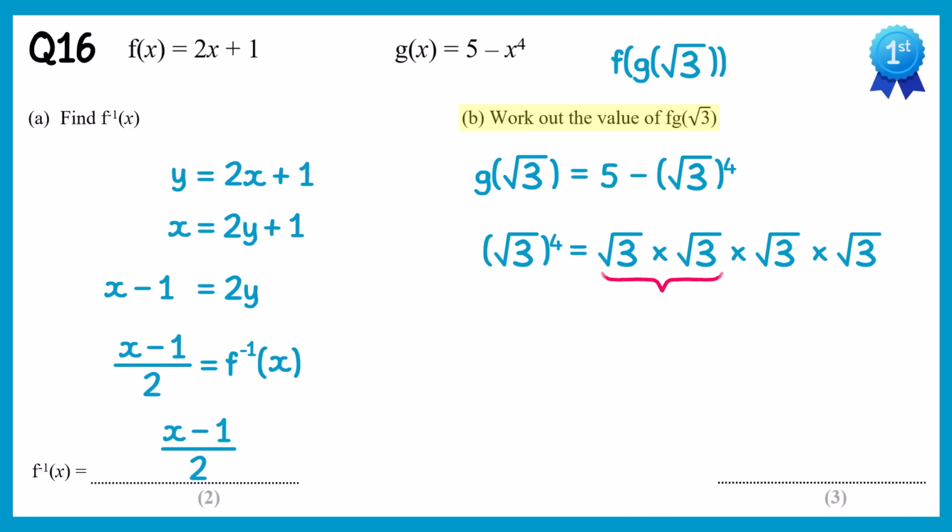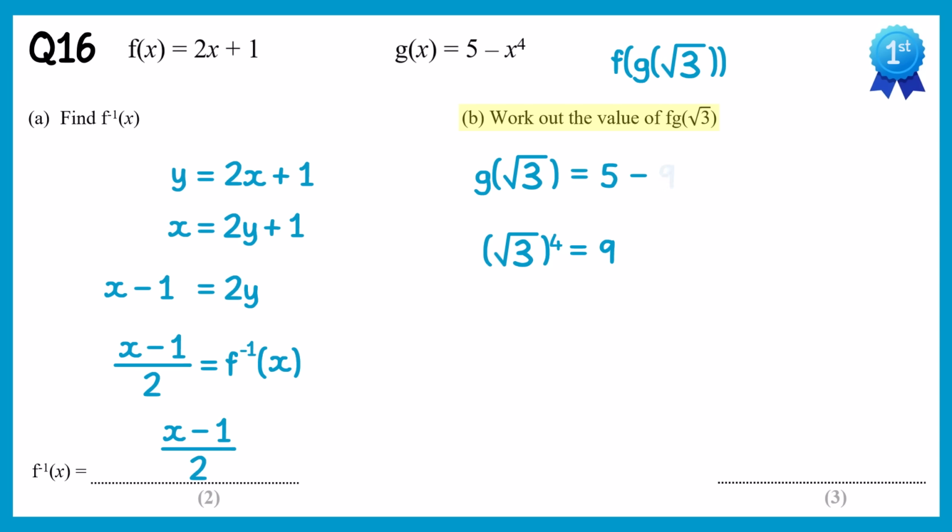Now if we multiply the first two of these square root 3's together, we get square root 9, which is just 3. And if we do the same with the other two, that's also 3. So we actually have 3 times 3, which is 9. So square root 3 to the power 4 is just 9. So this is actually just 5 minus 9. If you do that, you end up with negative 4.